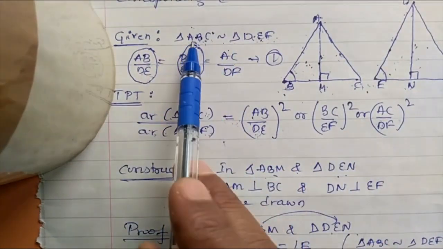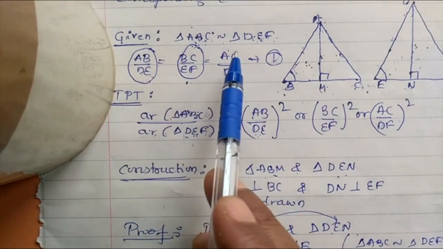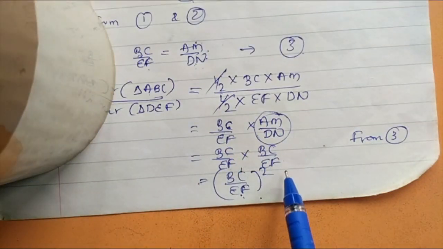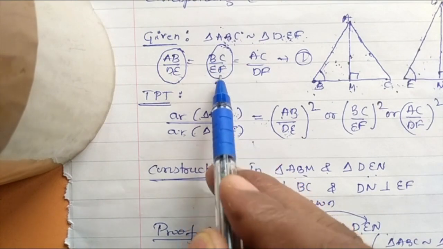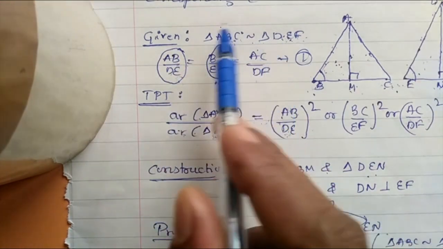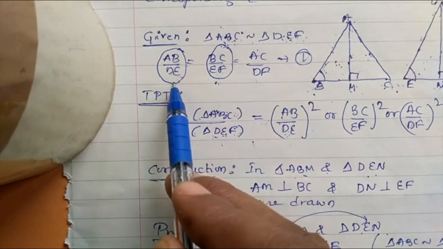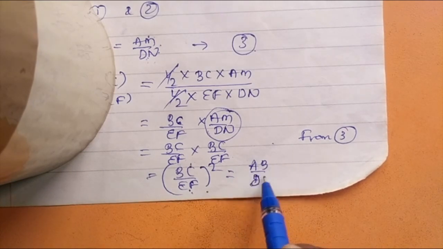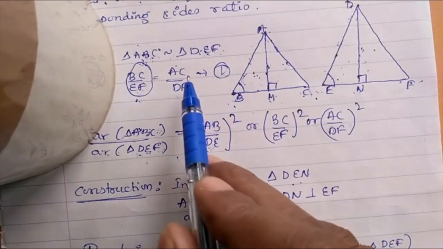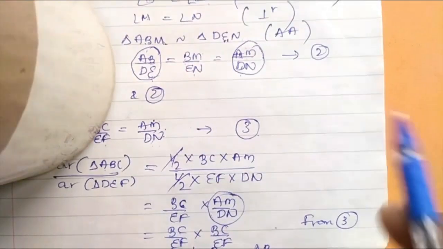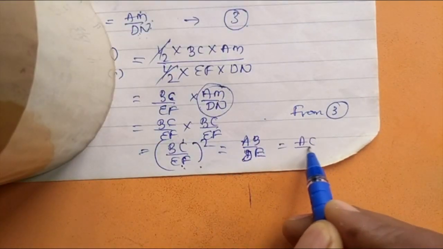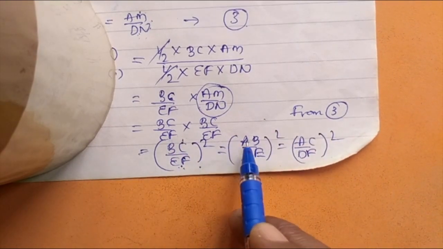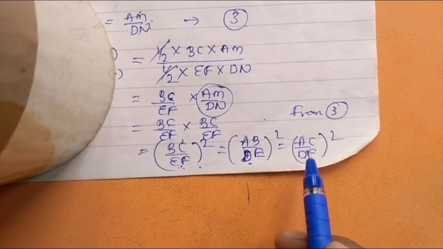You know that in the given, when two triangles are similar, AB by DE, BC by EF and AC by DF are equal, right? Now we got BC by EF whole square. This BC by EF is also equal to AB by DE. Here in the given we wrote, no, BC by EF is also equal to AB by DE. Then we can write AB by DE in place of BC by EF. It is also equal to AC by DF. Then it is whole square. The square will be the same, only BC by EF is replaced by AB by DE, which is also equal from the given.